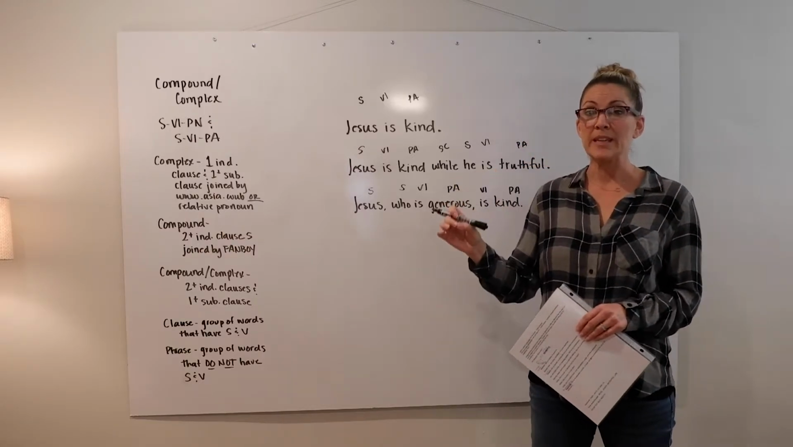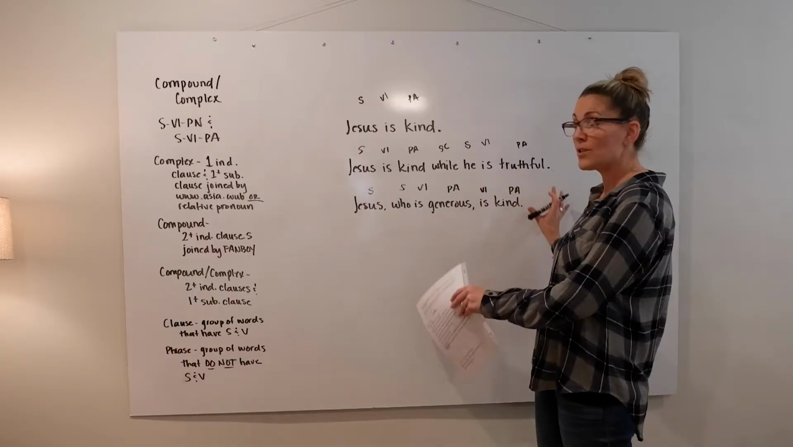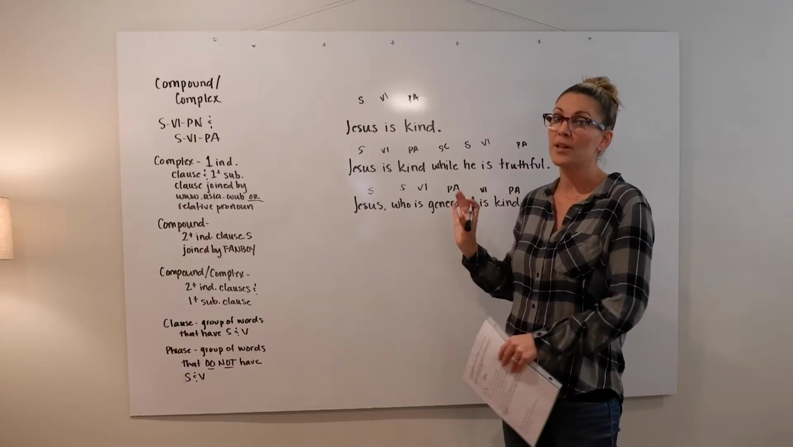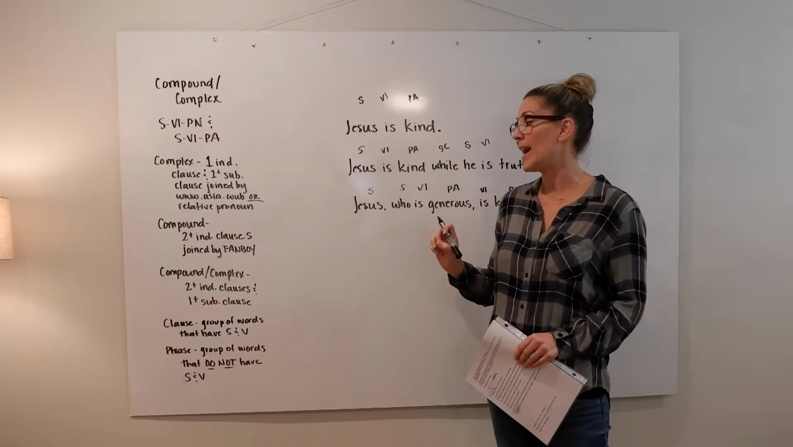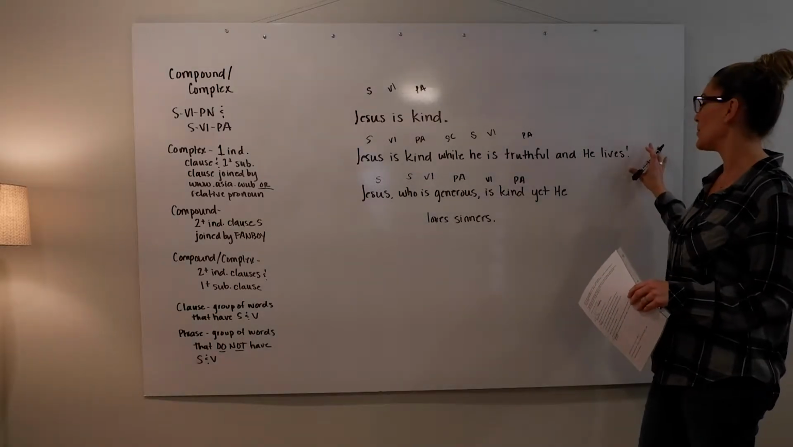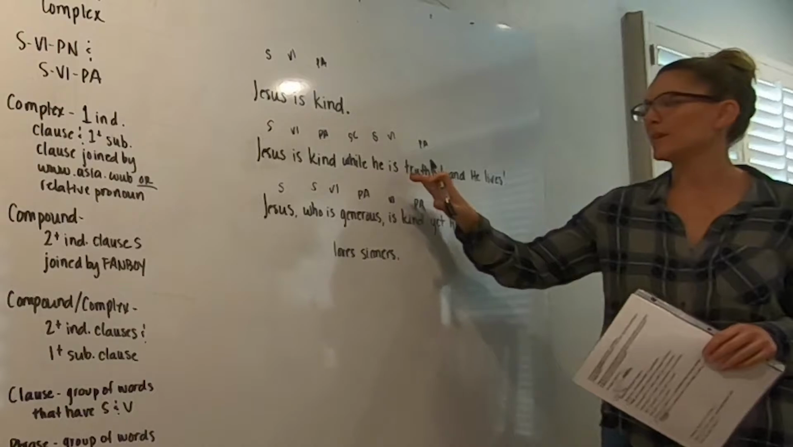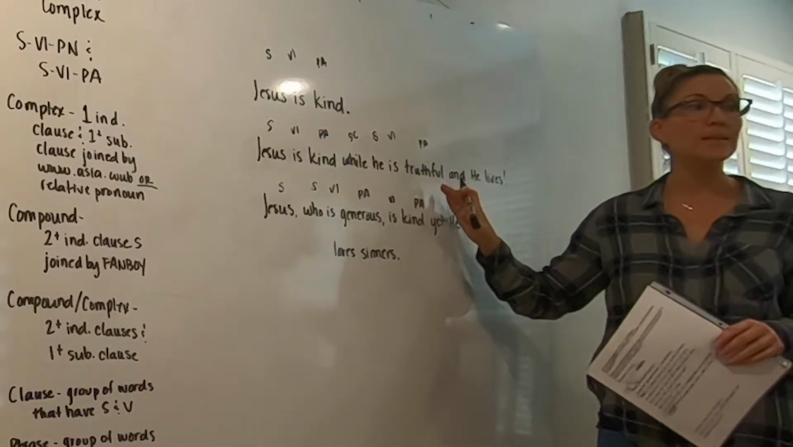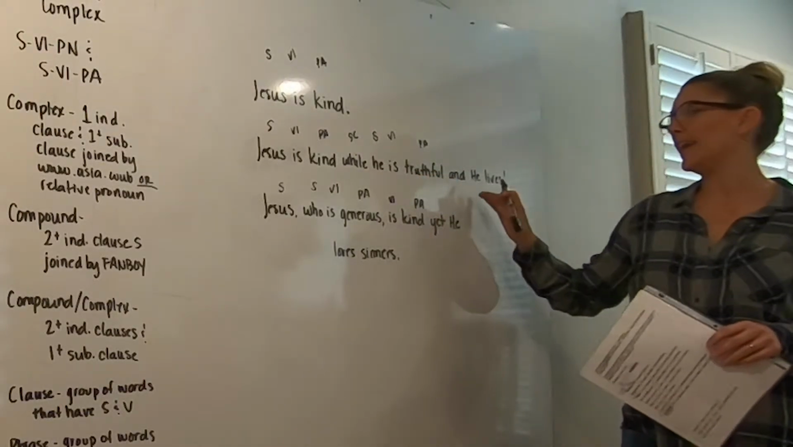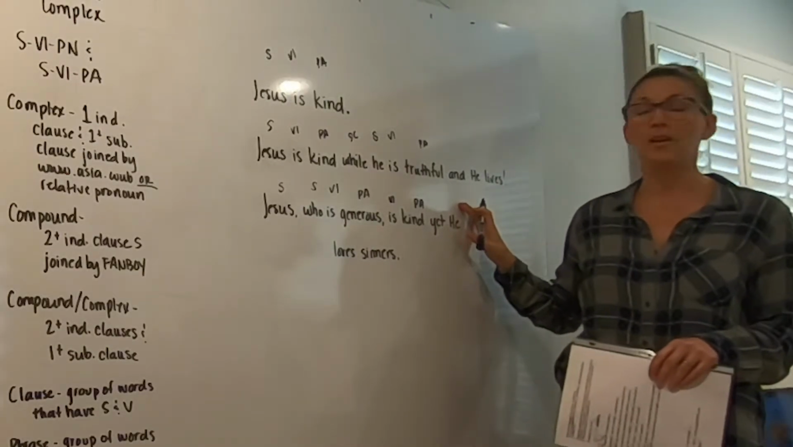Okay, so let's do the same thing again. Let's press pause on the video, and you now make your sentence compound complex. So remember, that means you're going to add another independent clause joined by a FANBOY. All right, so hopefully you came up with something similar to this. We've already established that this sentence, "Jesus is kind while he is truthful," is a complex structure, "and he lives." What kind of word is "and"? Let's see if we have another independent clause here.